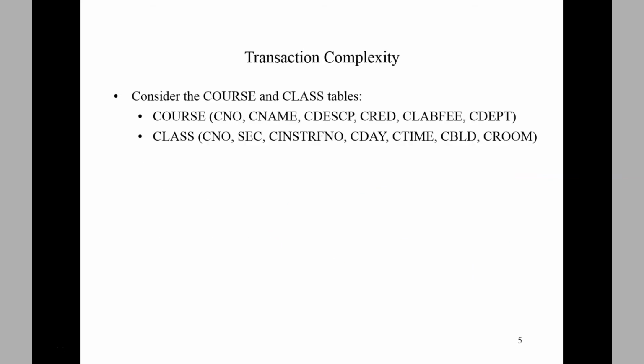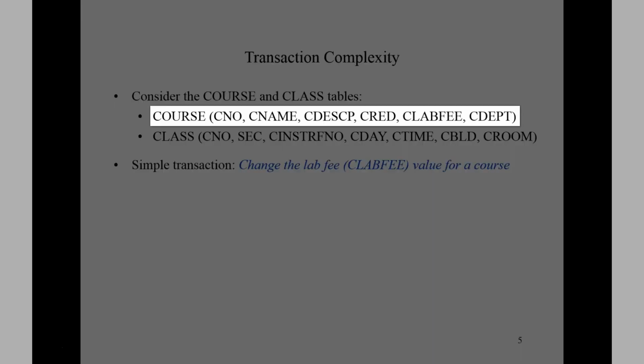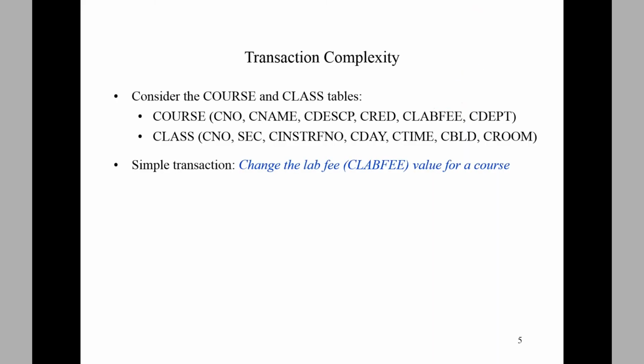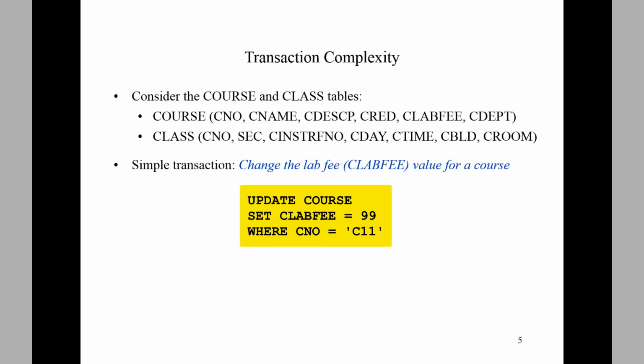So a transaction might be either simple or complex. Consider the two tables in the academic database called course and class. A simple transaction might entail changing the lab fee, the C lab fee value in the course table for some particular course. This could be accomplished with a simple data manipulation statement. Update the course table, set the lab fee to its new value for the targeted course. This change involves exactly one row in a single table. It will not affect rows in other tables.